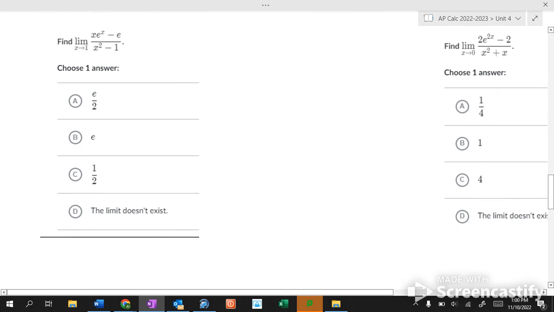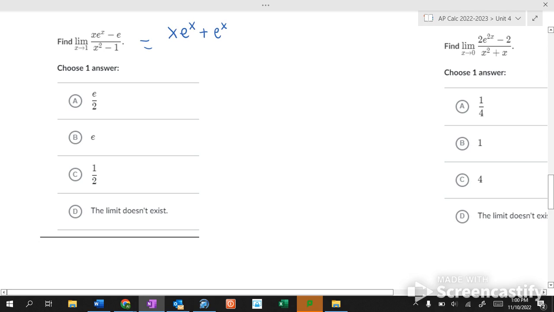Okay, e's. Let's try an e. If you put in a 1 here, you get e to the 1 minus e, which is 0. 1 squared minus 1 is 0. So take the first derivative. What's the first derivative of x e to the x? x e to the x, you were close, plus e to the x.